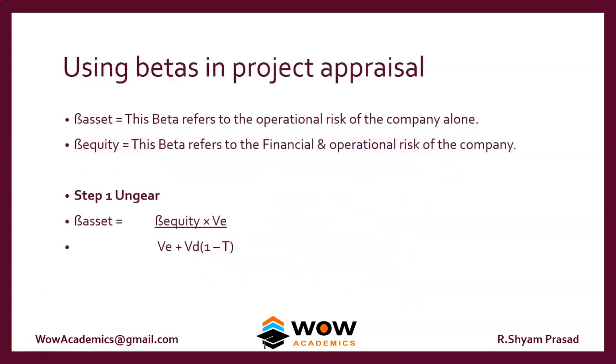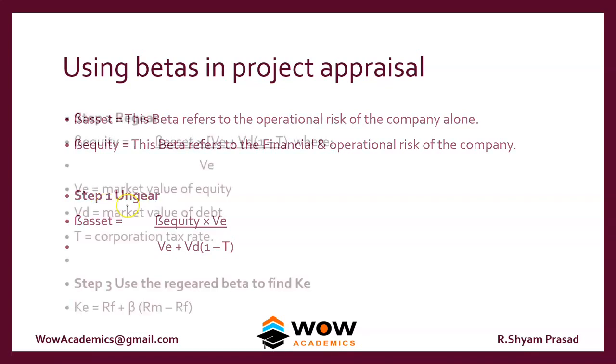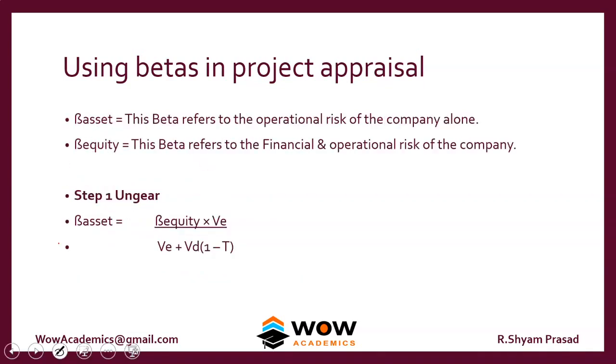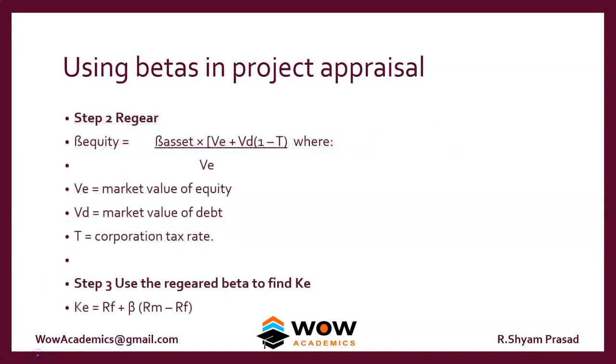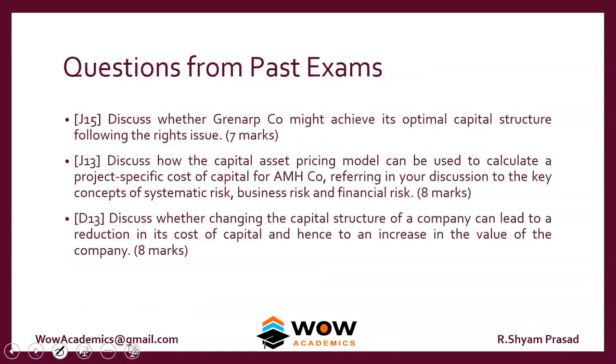To work out this as a problem, we need ungearing and regearing. These are the formulas for ungearing and regearing. We'll work out this as a problem later. You can just go through the formulas here. These are the past exam questions that have been asked. J refers to June and D refers to December. The numbers refer to the year, 2013, 2015, like that. So you can see how many times questions from capital structure have appeared in previous examinations.